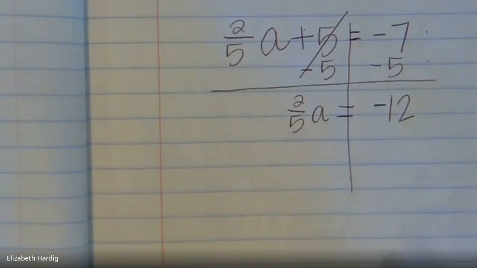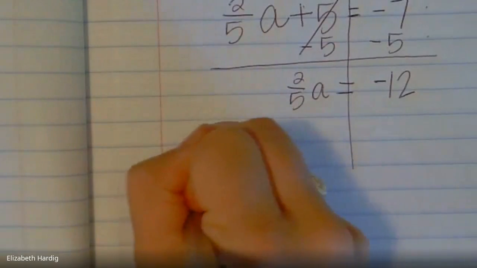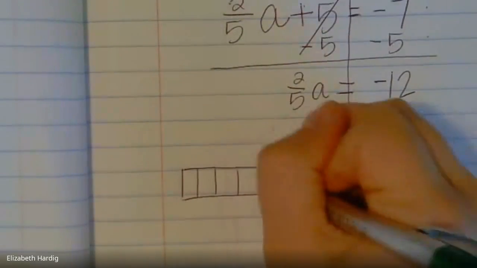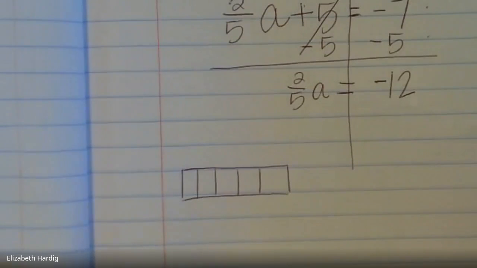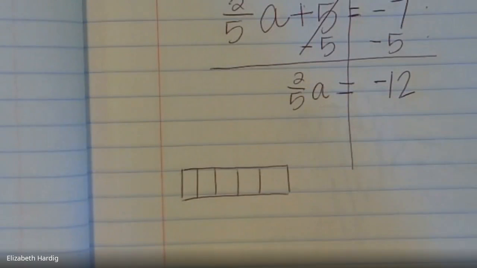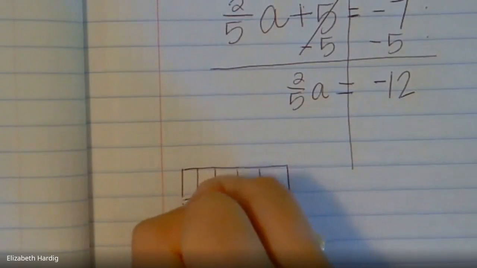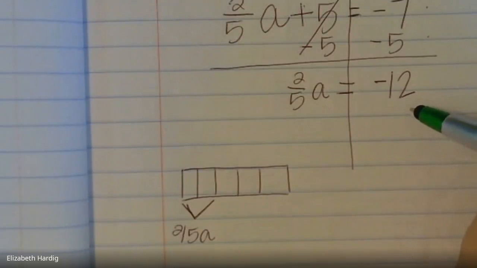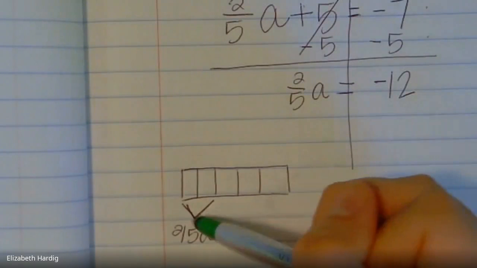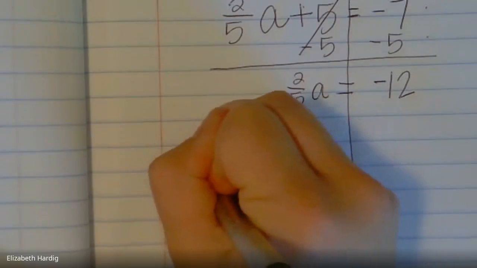Well, I have 2/5. So if I'm drawing my rectangle, how many pieces do I need to cut it into? 5. 1, 2, 3, 4, 5. Good. And let's pretend like your teacher knows how to draw evenly. How many fifths of A do I actually have? 2. So I only have these 2 right here. So that represents my 2/5 of A, which I know is -12. So how can I split the -12 evenly into these boxes? You put -6 on each one. Good. -6 and -6.